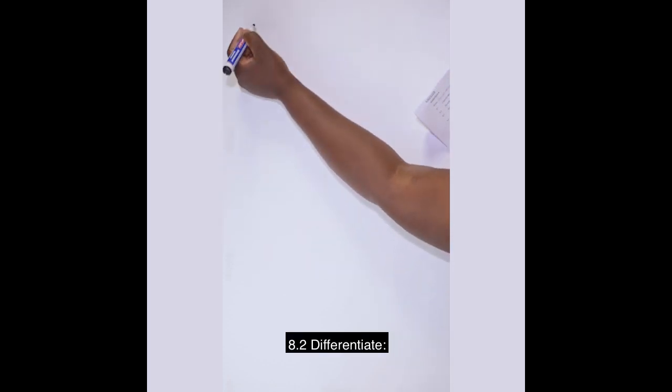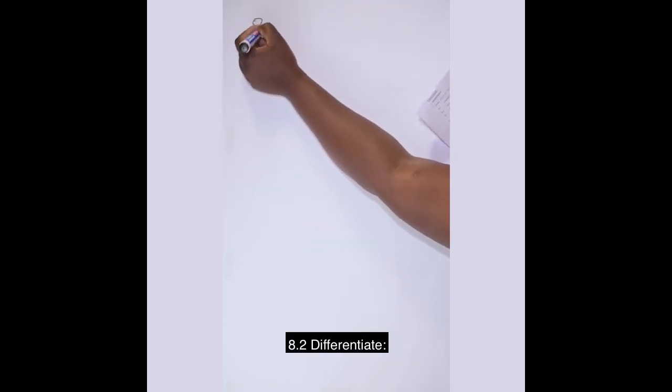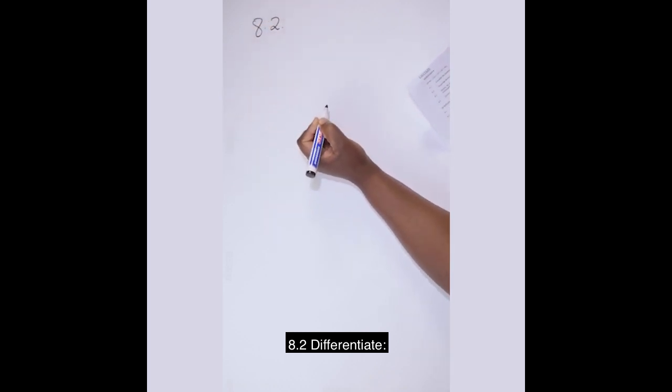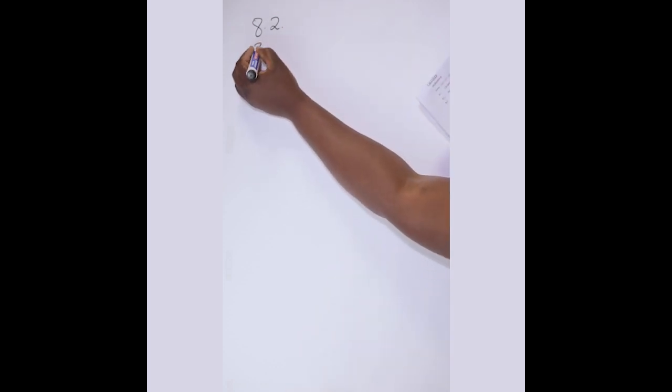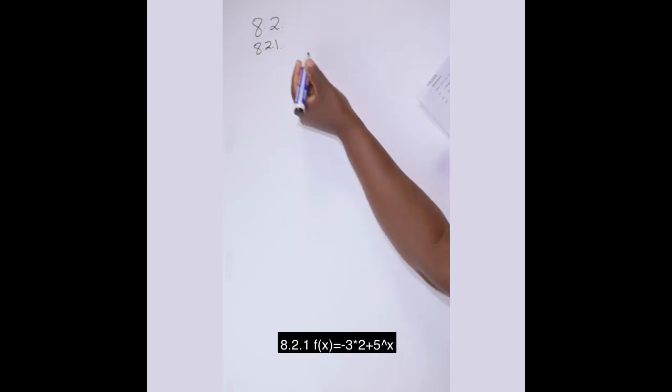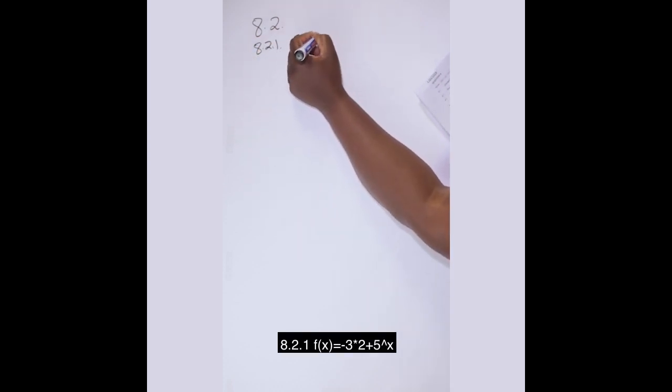Now let's go to 8.2. We are still dealing with calculus. In 8.2, there is still differentiation. And here, in this differentiation, you need to remember the main strategy of the derivatives. 8.2.1, they say differentiate, and they give you the equation.